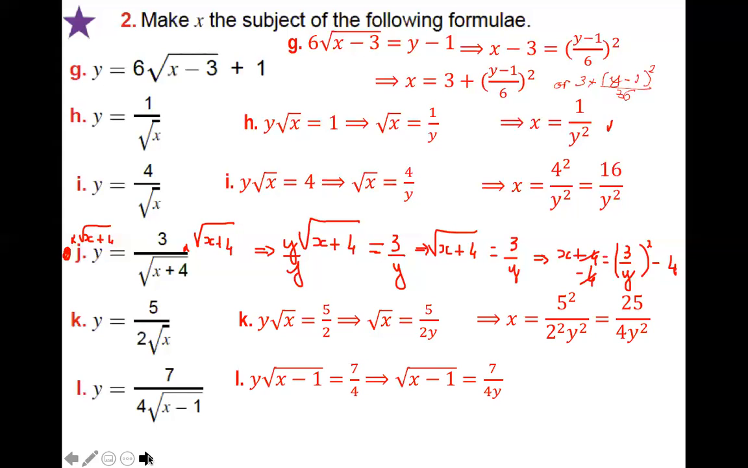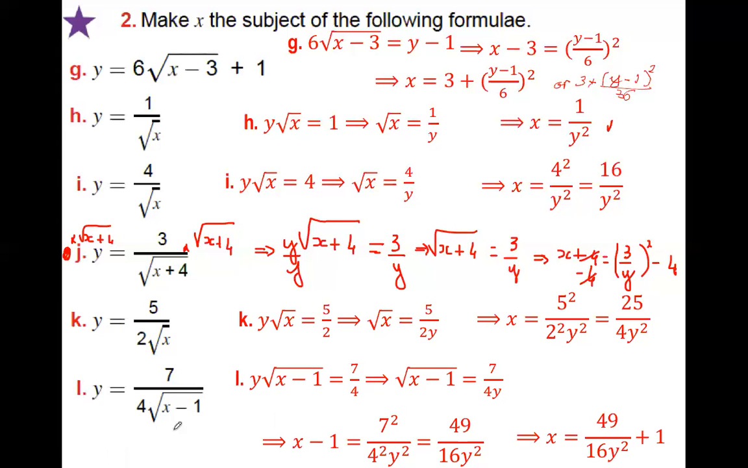Next, I've got root x minus 1, I'm going to bring to the top, because 7 over 4. Root x minus 1 is 7 over 4 times y. Then you square both 7 and 4y, and then you add 1 to it to finish with x on its own. Okay. So these are the hardest ones you would get. These would be like for an A-type question.